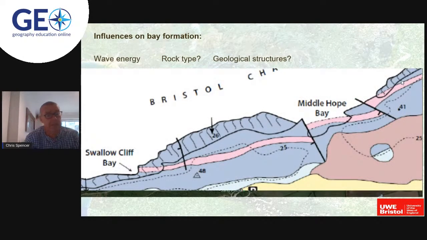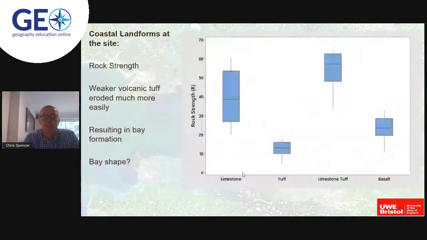So we can then investigate, okay, what's that rock type though? So this rock is volcanic tuff. Now, unlike the name suggests, volcanic tuff isn't particularly tough. It's a volcanic ash deposit, which in this case was laid down onto the ocean, settled down to the seabed, and then eventually sort of solidified. But it's not a very resistant rock. The sort of bluey grey on this map is limestone, a much more resistant rock.